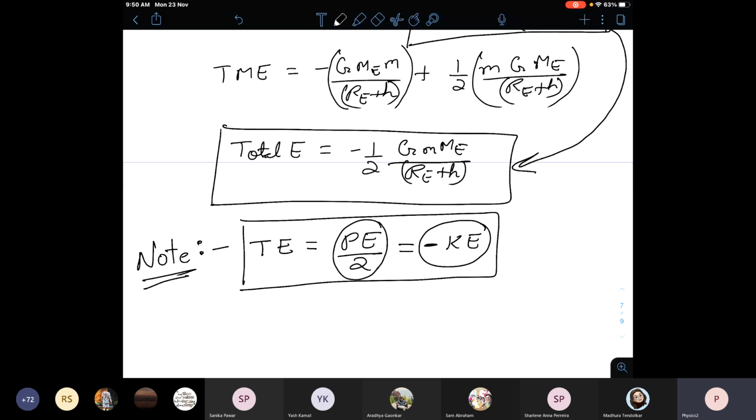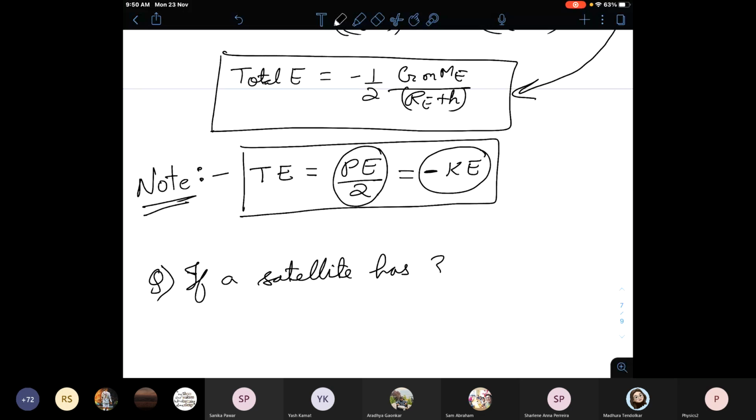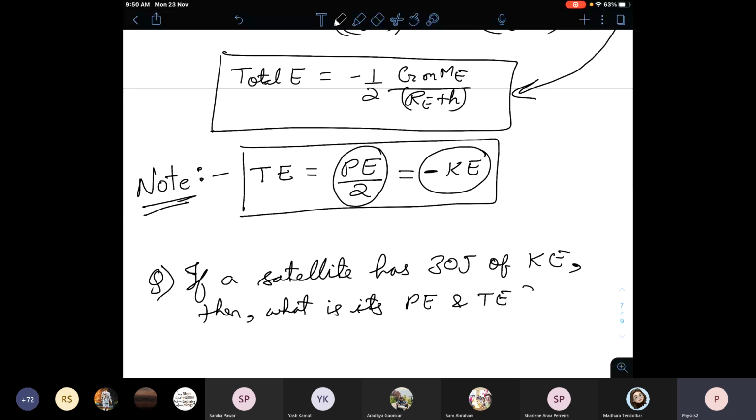So just for an example, if a satellite has 30 joules of kinetic energy, then what is its potential energy and total energy? This is the question. Suppose that you have been given only the kinetic energy as 30 joules, and they have asked you what is the potential energy and the total energy of the satellite. No other information is given, it won't be given.